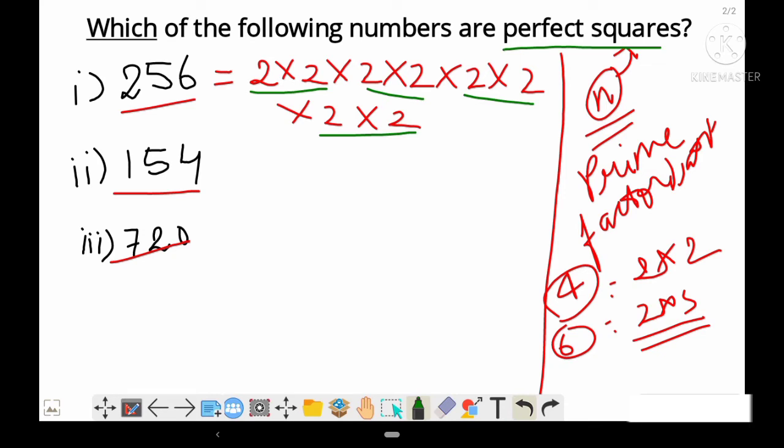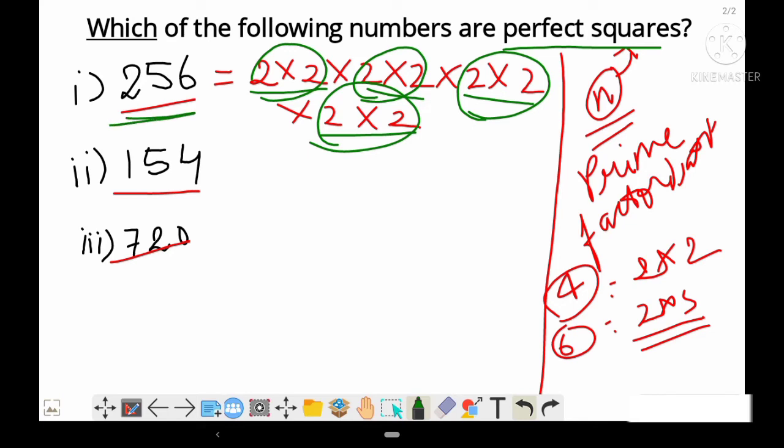Any number whose prime factorization gives you pairs of prime numbers, isn't it? When you get the pairs of those prime factors, then you get a square. Then the number is considered to be a perfect square. Here you can see 1, 2, 3 and 4 pairs I got of 2. 2 is a prime number, right? And here you have 1, 2, 3, 4 pairs of the prime number 2.